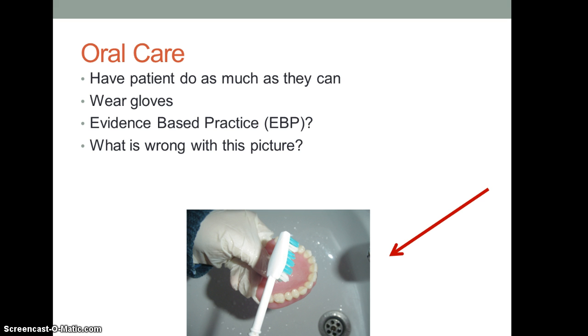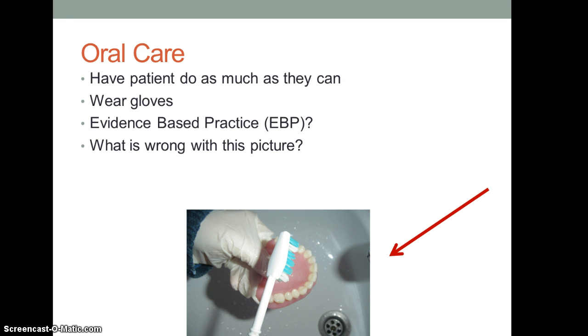Say, for example, they have dentures. You need to take them out. You need to brush them. And if you take a look at this picture here, what's wrong with the picture? Why is this not the correct technique in order to maintain dentures? We can talk about this in class.